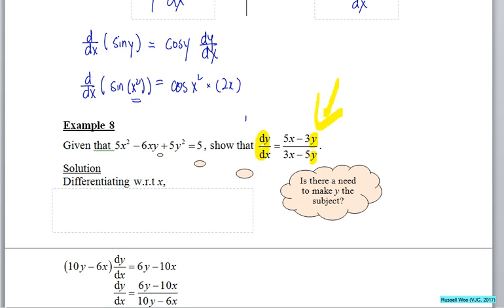Alright? What do we get? Differentiate 5x squared, you get 10x. Okay? Differentiate negative 6xy. Now, I will factorize, I will get negative. How do we differentiate 6xy? You will have a 6x, that means you keep the 6x, and then differentiate this. It's a product rule, I must use product rule. Keep 6x, differentiate y, what do we get? You get dy dx.